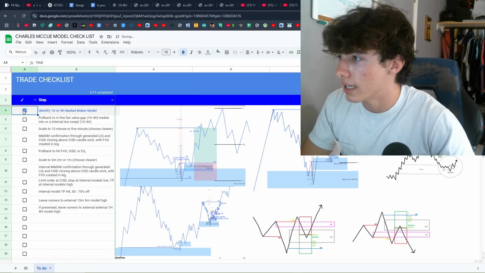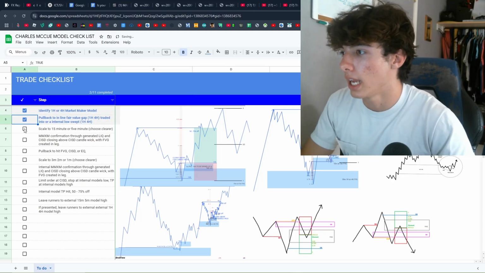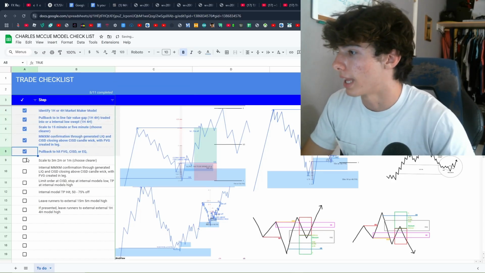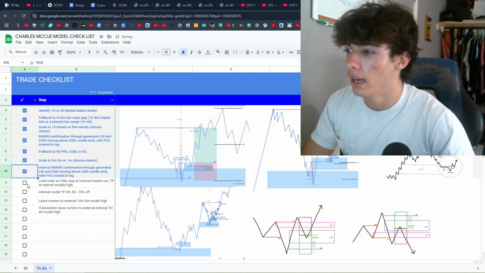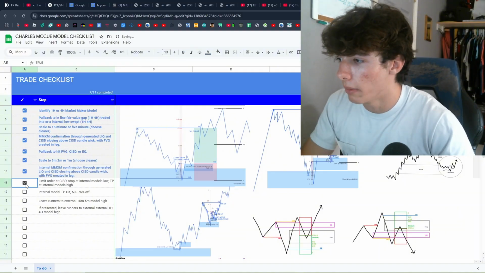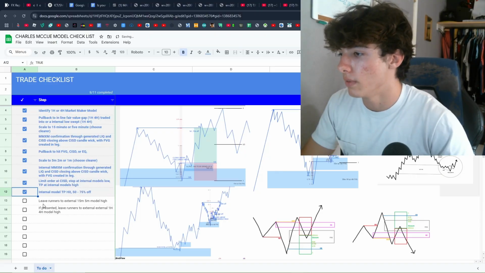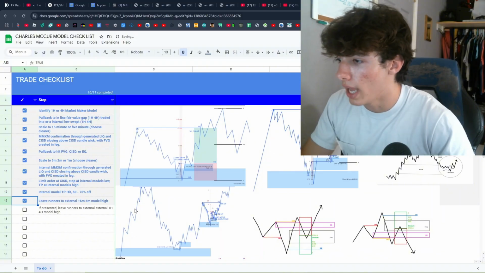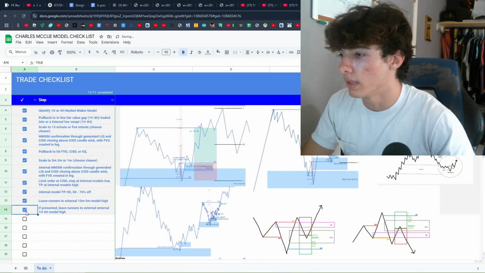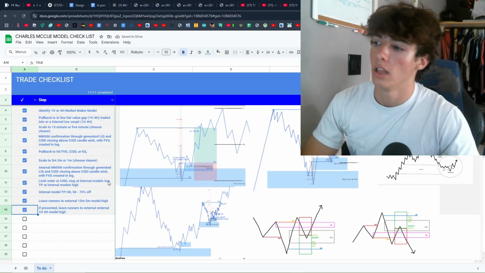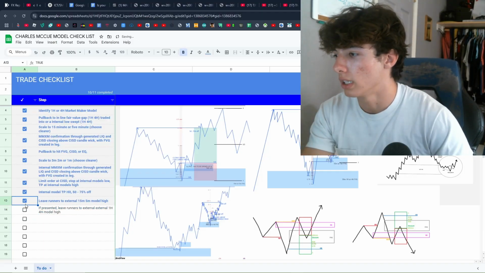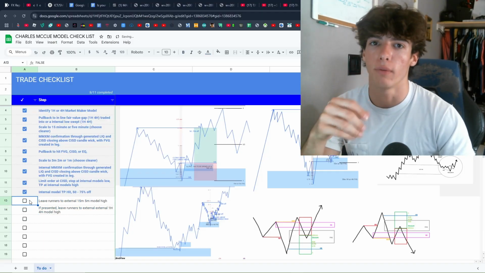So I want to identify the higher time frame model. I want to see a pullback. Then I want to scale in, confirm. I want to see a pullback. Then I want to scale in and confirm. Then right when I've confirmed it, I want to place a limit order and my stop, and boom, boom, I take profits. Once that gets hit, I take 50% off, 75% off. Then I leave runners to the external high, and then if presented, we can leave it to the external model, right? This is a super objective checklist, and this forces me to act objectively with every single trade.